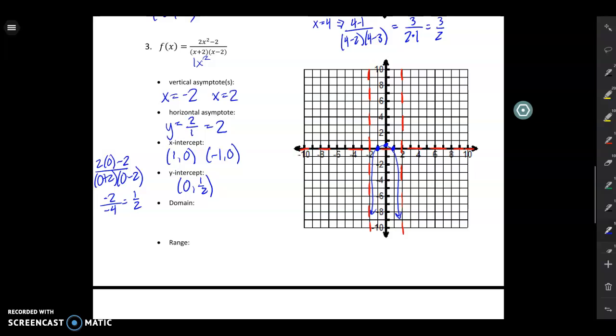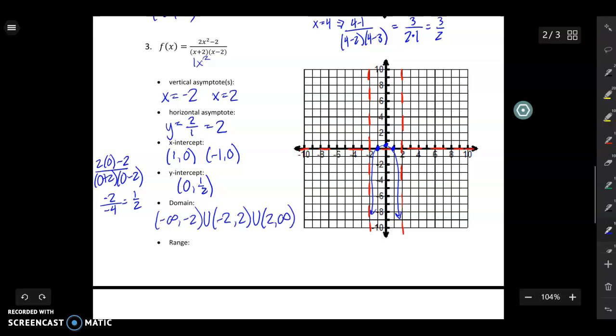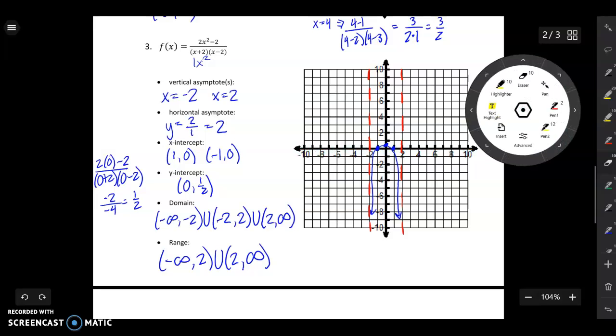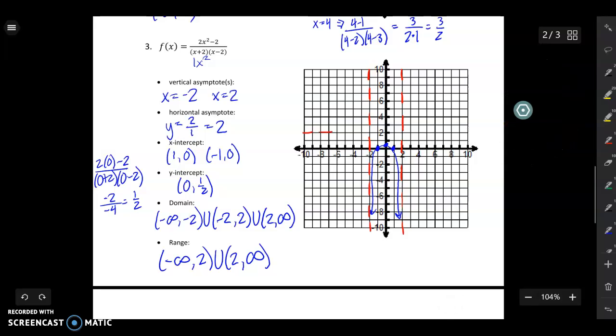Let's get our domain and range first. So our domain, remember, is only restricted by our vertical asymptotes. So I'm going to write the domain with the gaps where the asymptotes are. And then the range, the only restriction that it will have is it will have no values at y equals 2, because that's where the horizontal asymptote is. In fact, I drew that horizontal asymptote incorrectly, I just realized. Let's fix that. That horizontal asymptote should be at y equals 2. Sorry about that. That was a pretty big mistake.